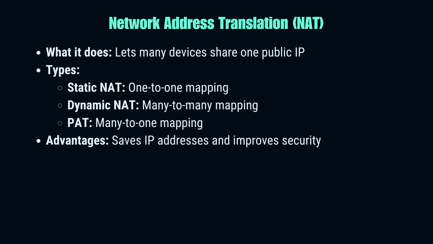Network Address Translation, or NAT, is a crucial technology that allows multiple devices to share a single public IP address. It works by modifying network address information in the IP header of packets as they pass through a router. There are different types of NAT, including static NAT, which maps private IPs to public IPs one-to-one, dynamic NAT, which uses a pool of public IPs, and port address translation, which maps multiple private IPs to a single public IP using different ports.